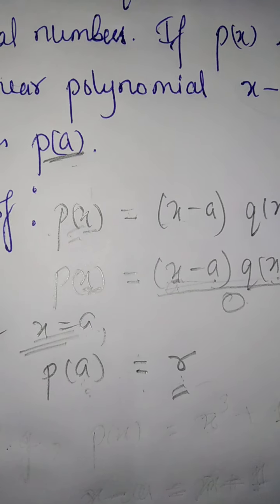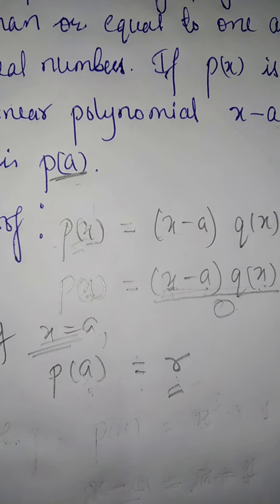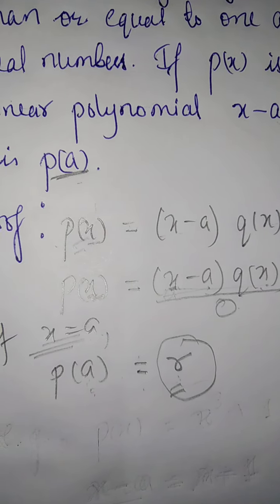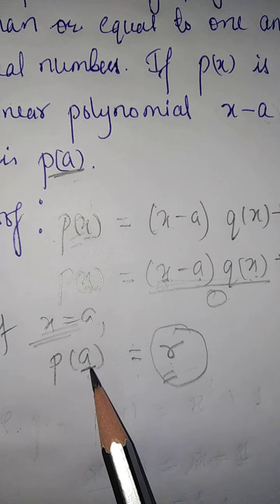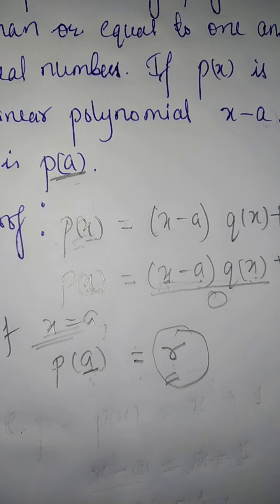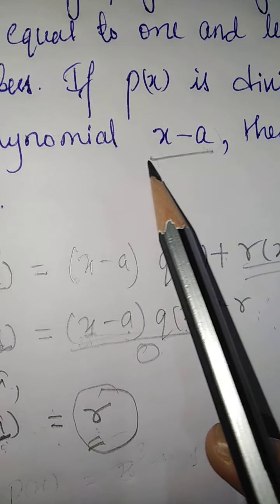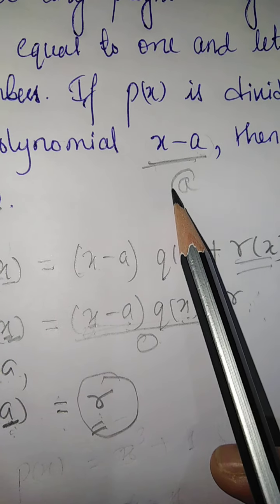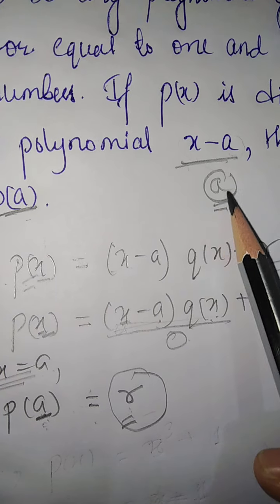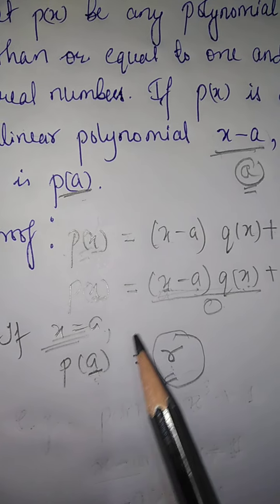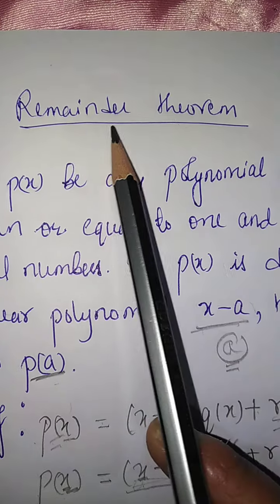That means to find the remainder of the polynomial, students, listen to me carefully. To find the remainder of the polynomial, we should replace the variable of the polynomial with the constant number from the divisor. From the divisor x minus a, a is the constant number, because a is a real number here. So I have replaced x with a, and when I replaced x with a, we got the remainder. So this is called the remainder theorem.